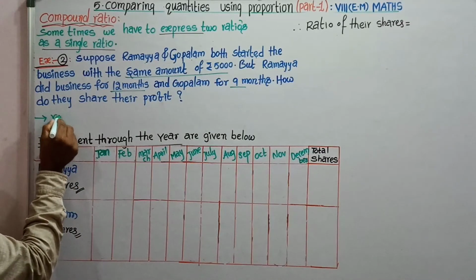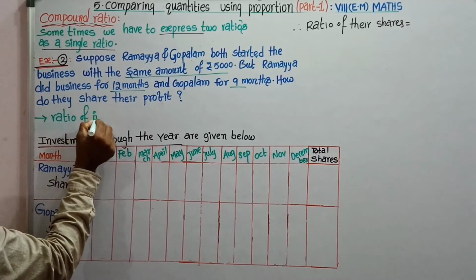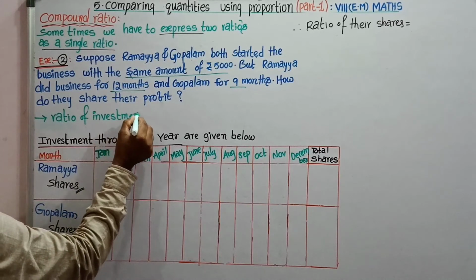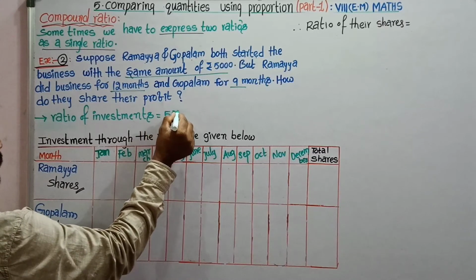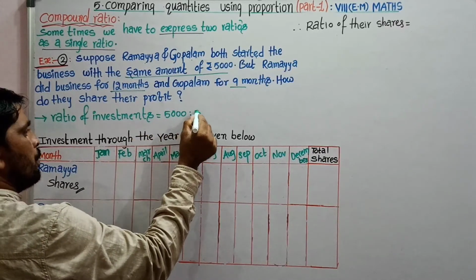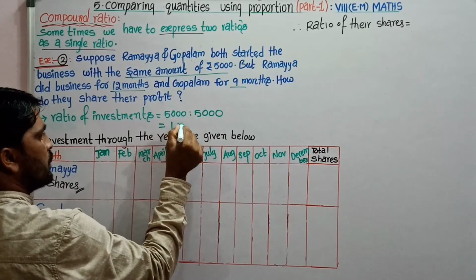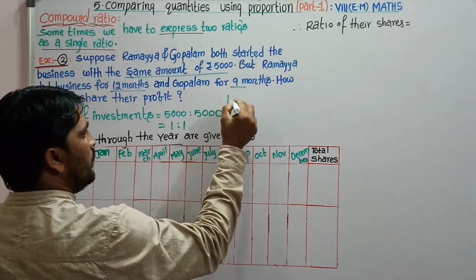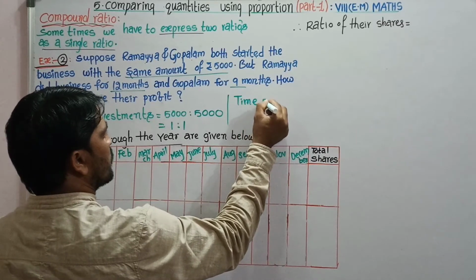Consider the ratio of their investments. That is, Ramaya invested 5000 rupees as well as Gopalam also invested 5,000 rupees. The ratio of their investment is equal, that is 1:1. And their time period, the ratio of their time period.